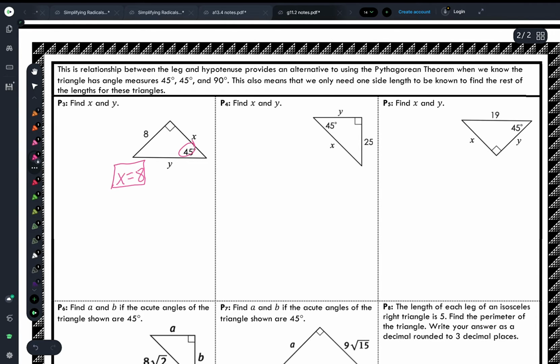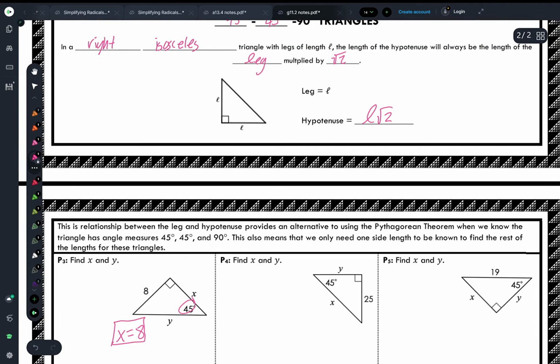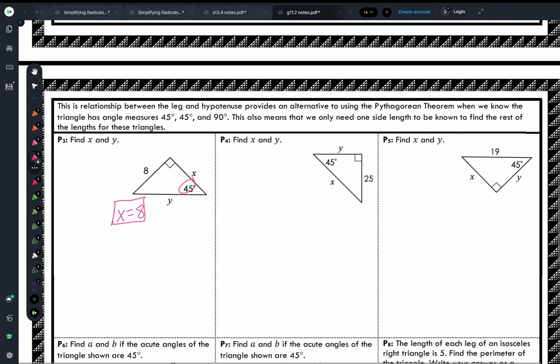Okay, now to find the hypotenuse y, we remember up here we talked about it being the length of the leg times the square root of 2. So y will simply be y equals 8 square root of 2, and we're done. That's all you have to do. Some of these are going to be very simple to work out. Some are a little more involved, but that's okay.